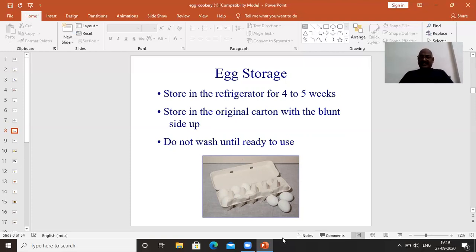So when you're storing the eggs, when you're keeping the eggs, don't wash it, don't clean it, don't put some water, don't use some chemicals or anything. Otherwise the eggs will get spoiled very fast.